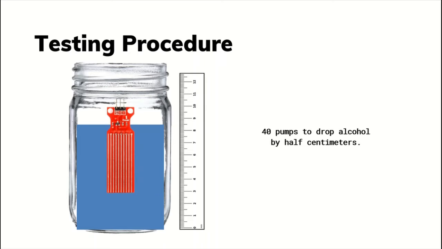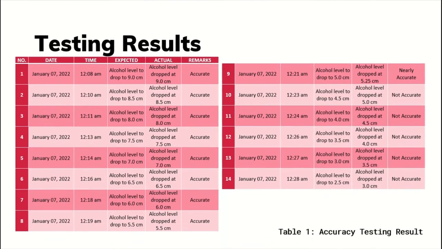The accuracy testing was started at the high level of alcohol at 9.5 cm. It took 40 pumps to drop alcohol to half centimeter. On the 9th test, the result was nearly accurate because the alcohol dropped by 0.25 cm only. And on the 10th to 14th test, the results were not accurate because it's affected by the result from the 9th test.